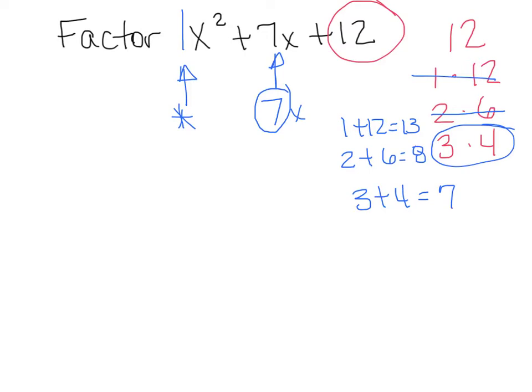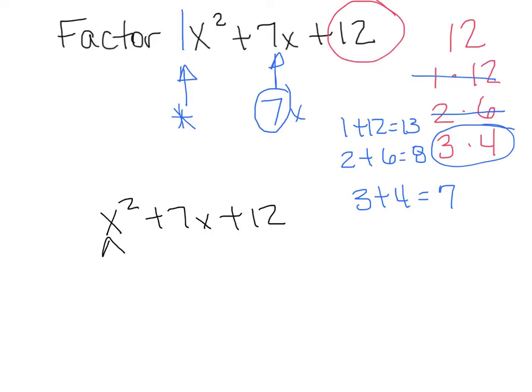Now when I find the factors of the constant term, in this case 12, that I can add together and get the coefficient of the middle term, which in this case is 7, then I can factor this expression very quickly. So we've got x squared plus 7x plus 12. I know that 3 plus 4 equals 7, and 3 times 4 equals 12.